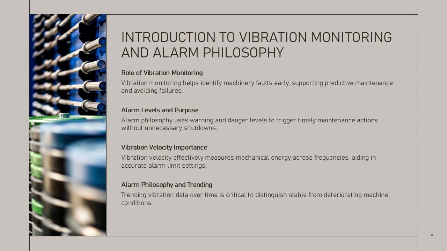industrial machinery faults. Alarm philosophy also emphasizes trending over absolute values; a stable machine operating slightly above guideline limits may be less risky than a rapidly deteriorating machine still below those limits. Consequently, alarm limits should be viewed as decision support tools rather than rigid pass-fail criteria. This slide establishes the conceptual foundation for understanding why alarm limits exist, how they are used in engineering practice, and why standardized approaches such as ISO severity zones are widely adopted in industry.